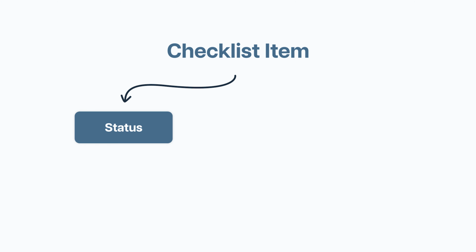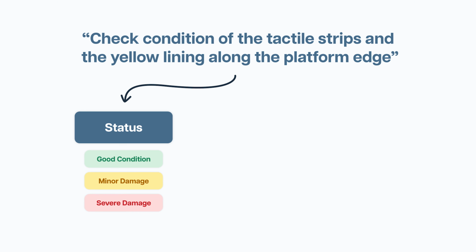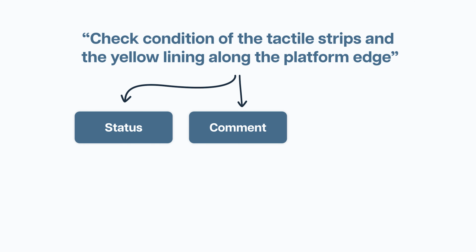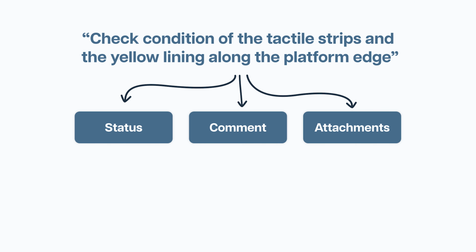For some, it's simply a way to mark a task as complete, while others might use it to evaluate the condition of an asset. For instance, imagine a checklist item that says, "Check condition of the tactile strips and the yellow lining along the platform edge." Once the inspection is done, the operator could set the status to "good condition" or choose a different status if something needs attention. On top of that, they can add a comment to give more context or details about what they observed. If visual documentation is needed, a photo can easily be attached to the checklist item.